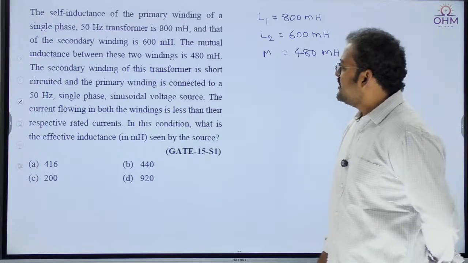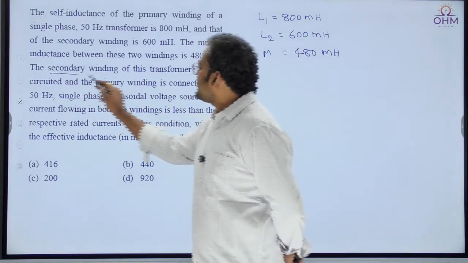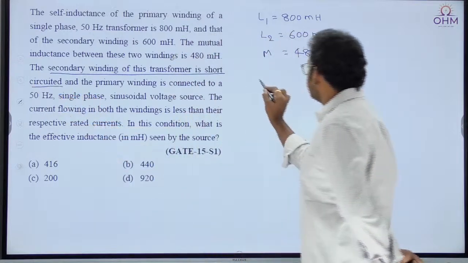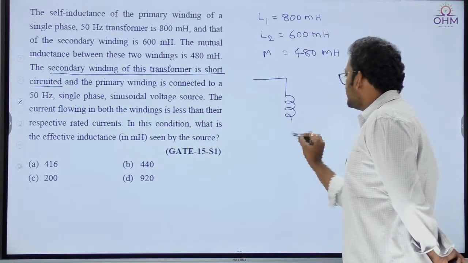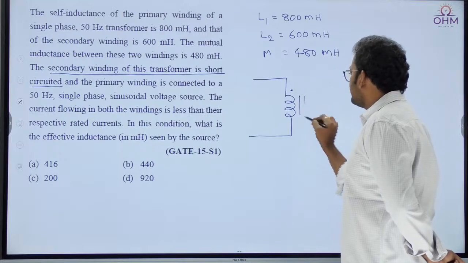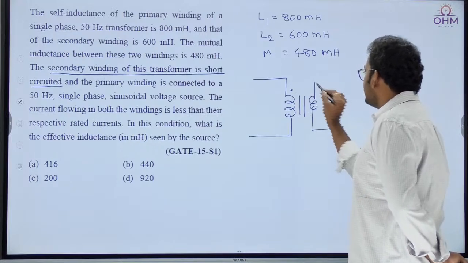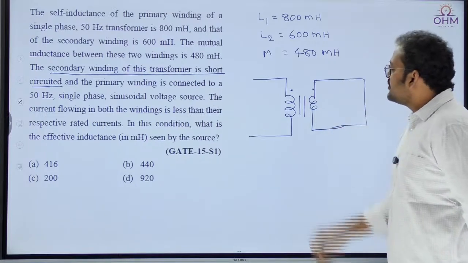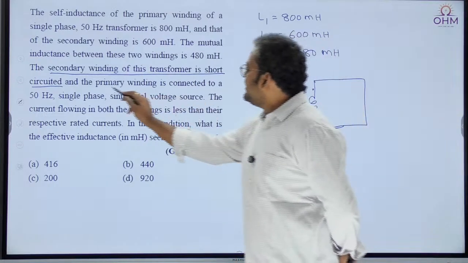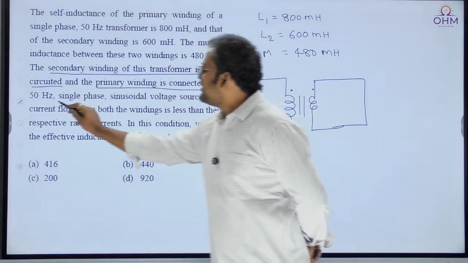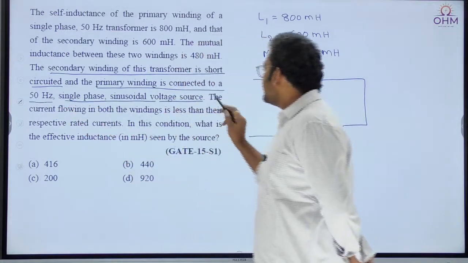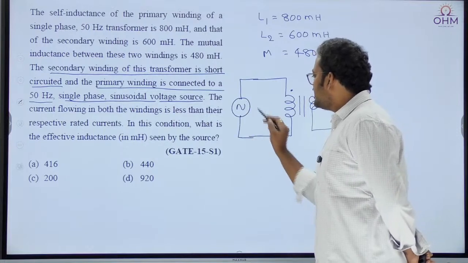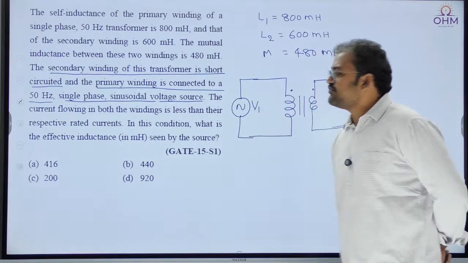Okay, next information. The secondary winding of this transformer is short circuited. See, secondary winding is short circuited. Okay, this is the primary winding of the transformer, and this is the secondary winding of the transformer. Secondary winding is short circuited. Okay, and primary winding is connected to a 50 Hz single phase sinusoidal voltage source. So primary winding was connected to a sinusoidal voltage source. Let's say the voltage is V1.